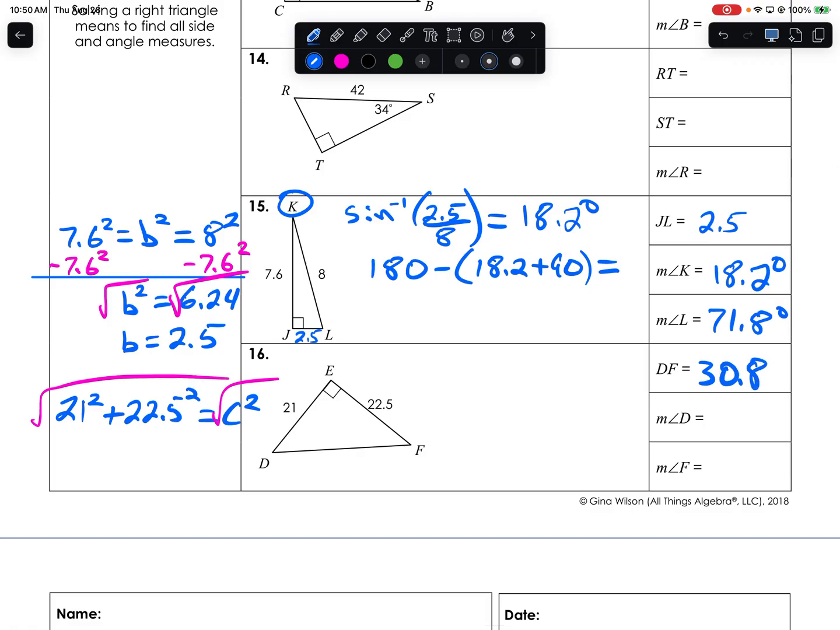And then again, you can pick your, I'm going to do tan, inverse tan of 22.5 over 21. Again, you could do any trig ratio because we have all the sides now. So you pick, it doesn't matter. And then inverse tan, so what am I solving for? Opposite, so that's equals D. So angle D equals 47 degrees.